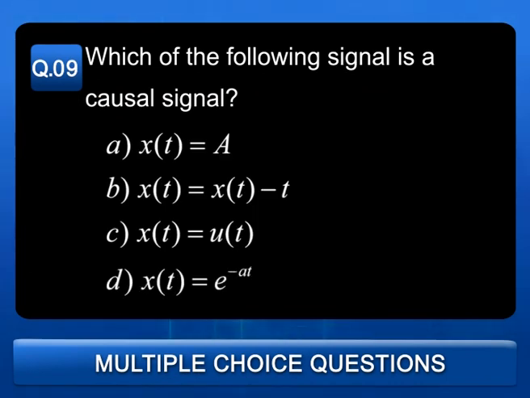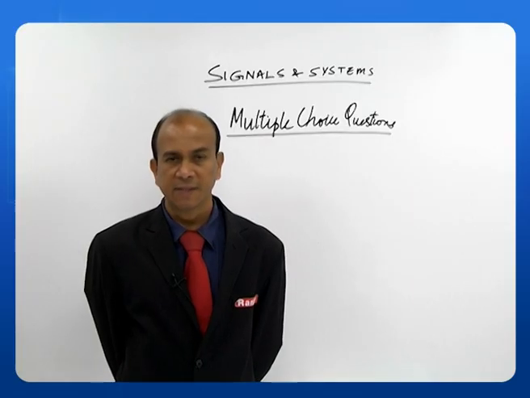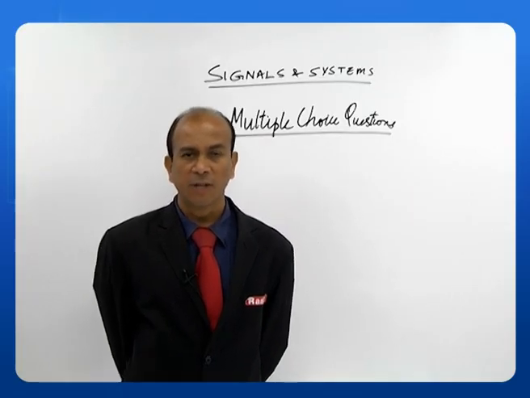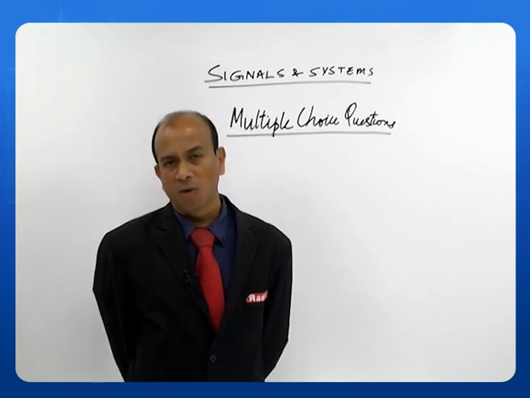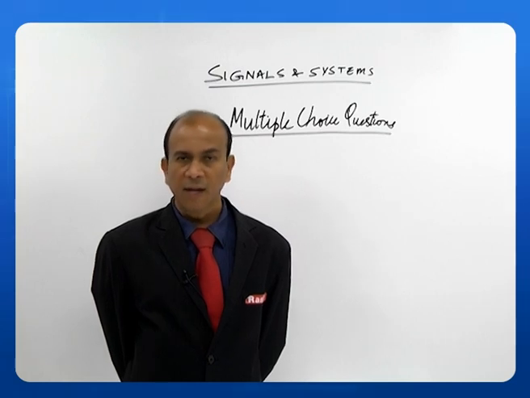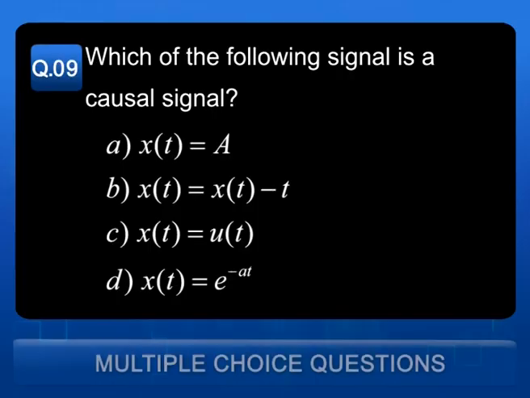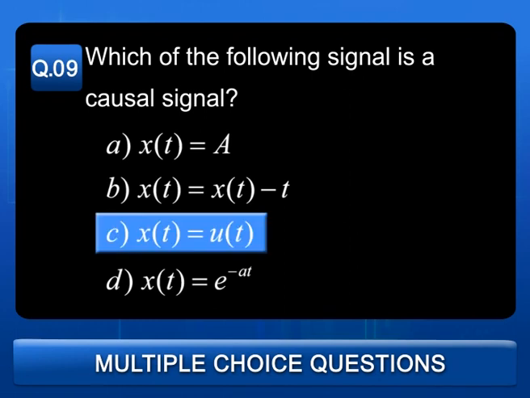Now let us move on to question number 9. Which of the following signals is a causal signal? A, x of t is equal to A. B, x of t is equal to t. C, x of t is equal to u of t. And D, x of t is equal to e to the power of minus at. The answer is x of t is equal to u of t is the only signal which is causal, that is, it is dependent on time, whereas others are not causal signals. The answer is C.